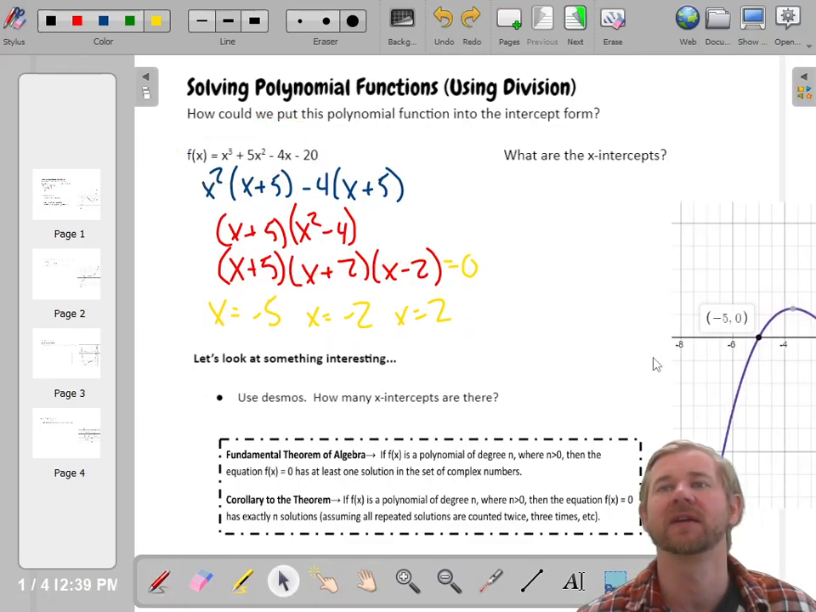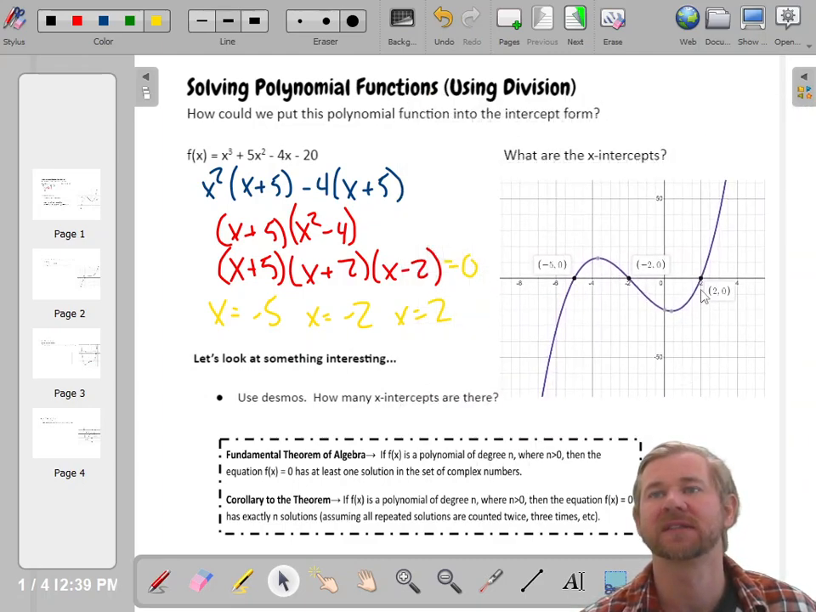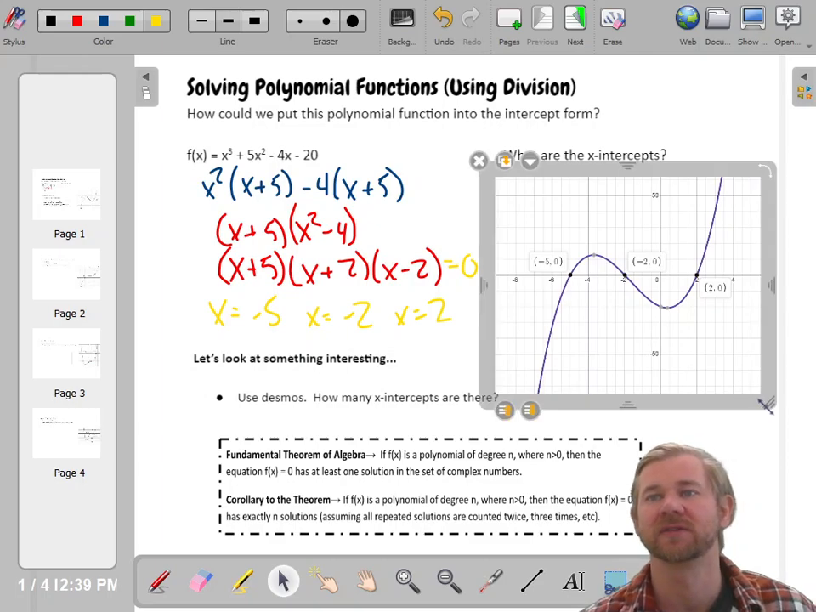And I have the graph right here. You can see, hey look, we got it. -5, +2, -2. So we have all three x-intercepts.